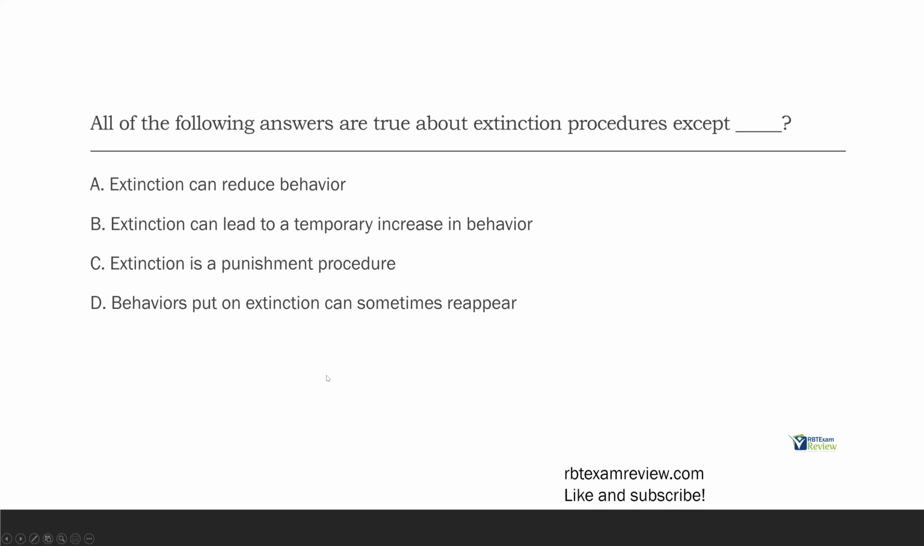C, extinction is a punishment procedure. This always trips up people. Even BCBAs, this trips people up. We know extinction can reduce behavior, but extinction is not a punishment procedure. Extinction exists in its own bucket. If we're thinking about the 3 fundamentals of behavior change: reinforcement, punishment, extinction. Those 3 things exist independent of each other. We use them in conjunction with each other, but extinction is not punishment. Punishment is not extinction. It's very important to know and very important to remember. C is not true about extinction.